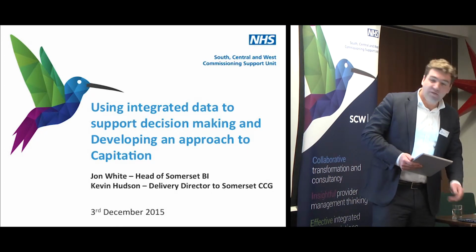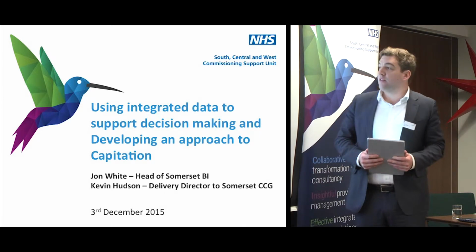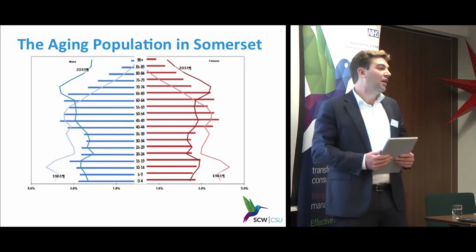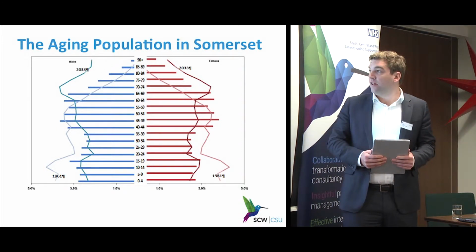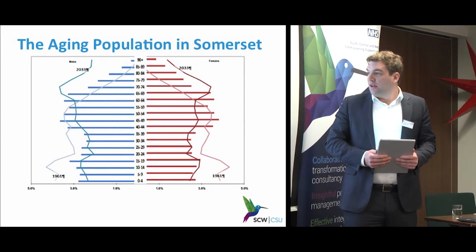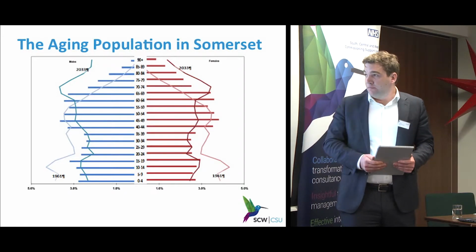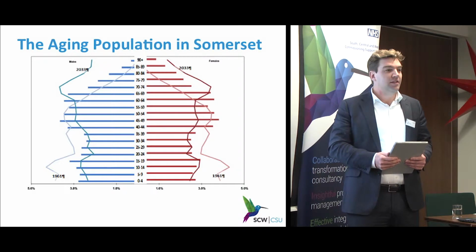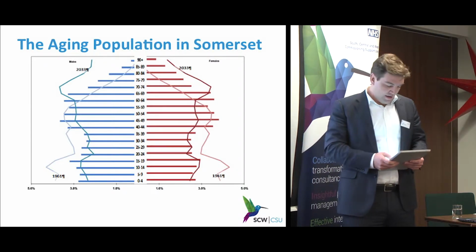So, first of all, this sort of chart, or variations of it, is probably quite familiar. Somerset's got an ageing population, and quite dramatically so. We know, fundamentally, that we can't change that, so we know that we need to get better at managing an elderly population.